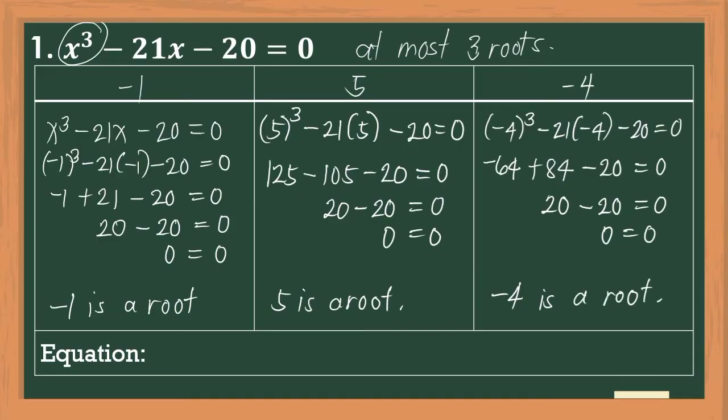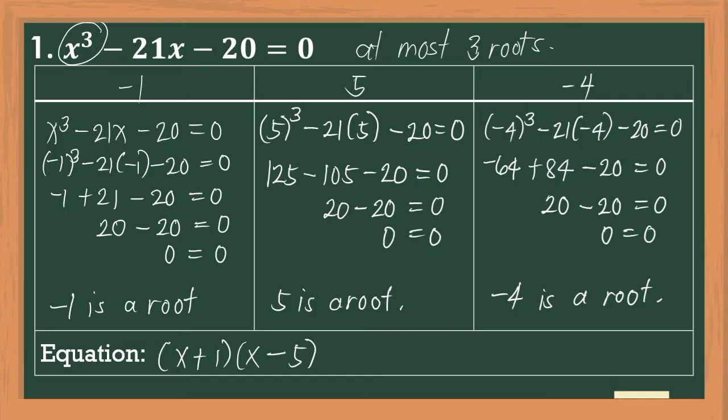So, paano natin i-transform yung ating given equation in factored form? So, since yung mga roots natin ay negative 1, 5, minus 4, so pag change po natin yan in factored form, magiging x plus 1. So, kasi x minus negative 1. Okay? And then, 5 magiging x minus 5. So, ganyan po yung technique sa equation.